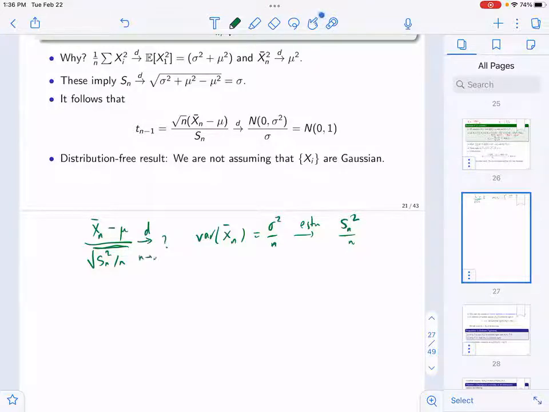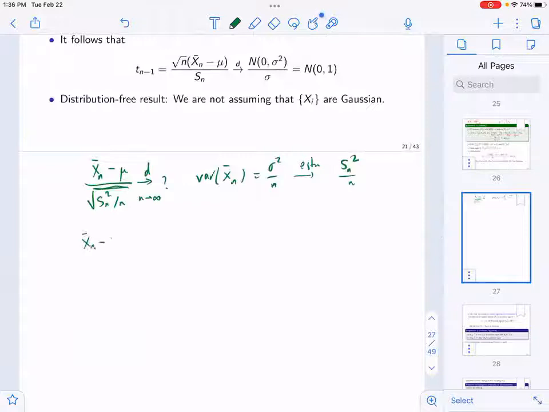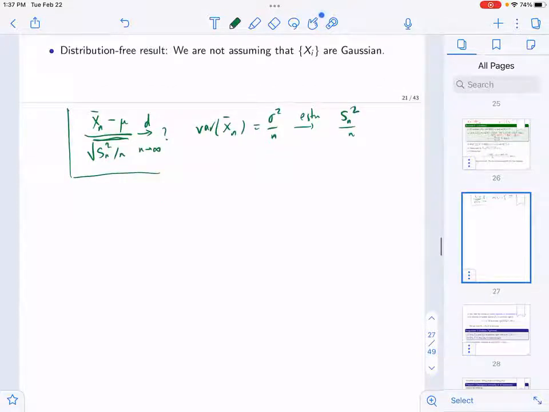Sorry, n goes to infinity. So if I had x bar n minus mu divided by sigma squared over root n, things would have been simpler. But in fact, it doesn't matter, as we'll see. So I can use the properties that we derived to find the limit of this. For example, I know that x bar n converges in probability to mu. So x bar n minus mu converges in probability to 0.